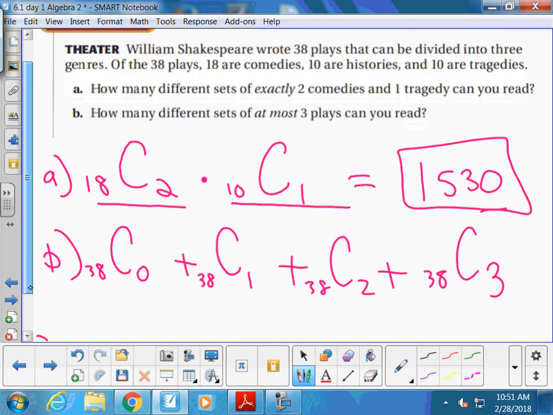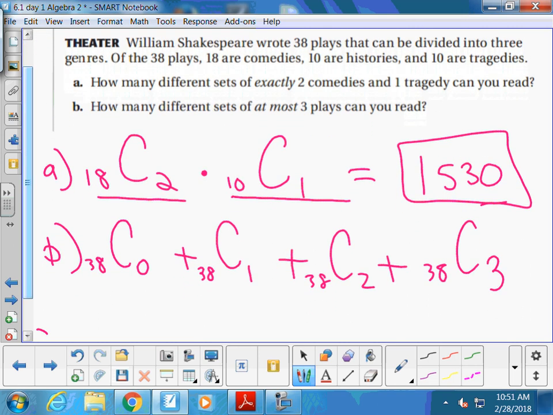Well, that's a lot of typing. I'll give you a second to type. You have to use that nCr button for separate things. Oh, right. You could just grab a button.